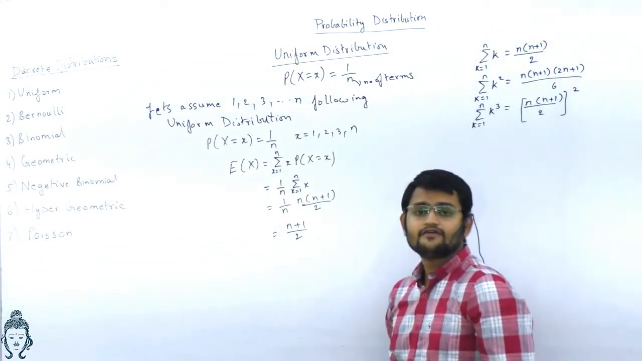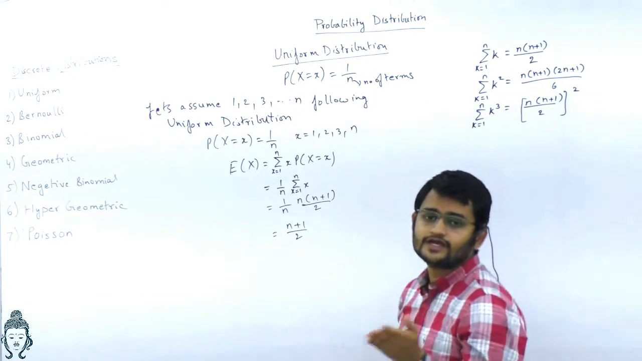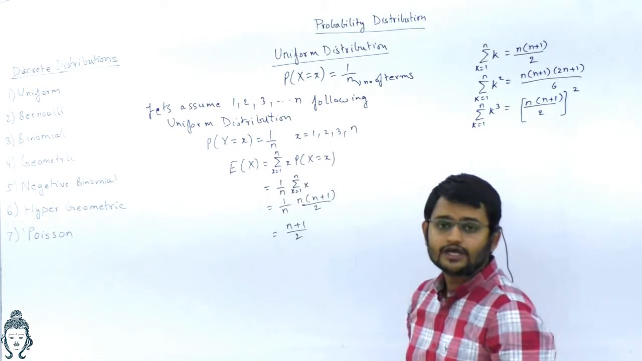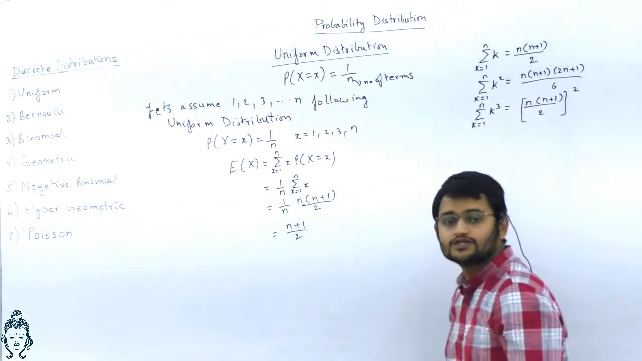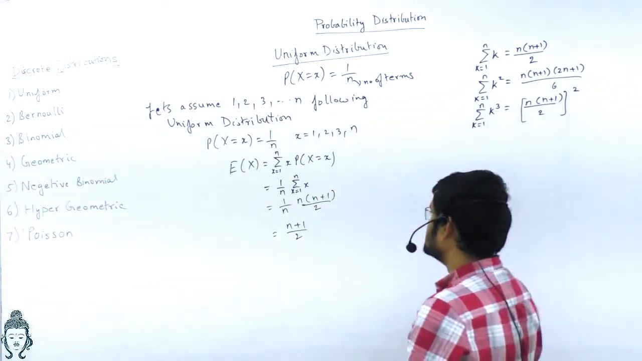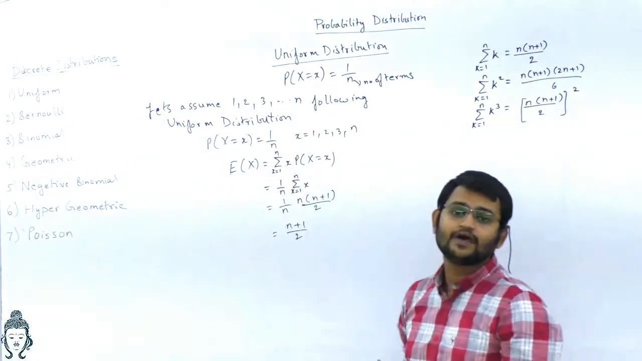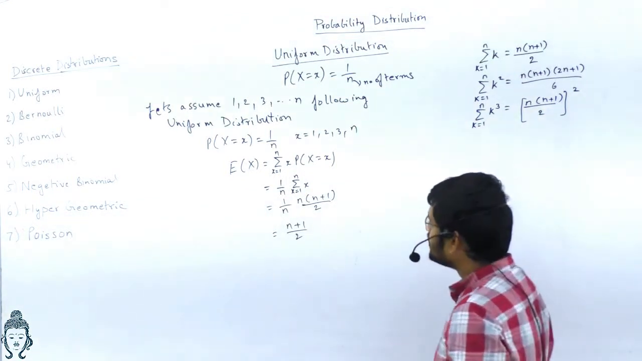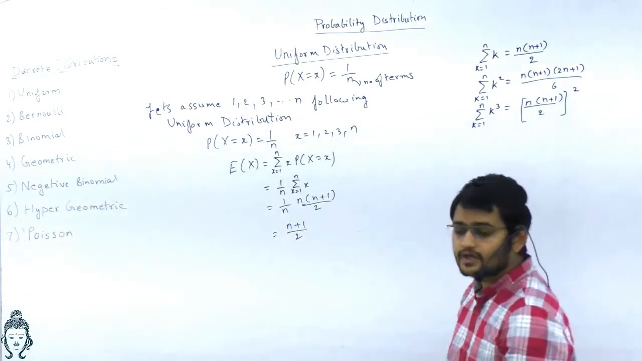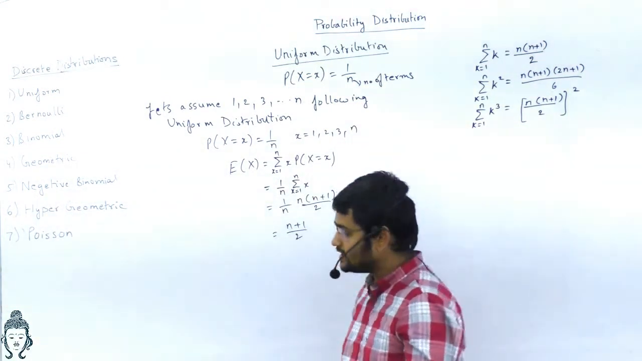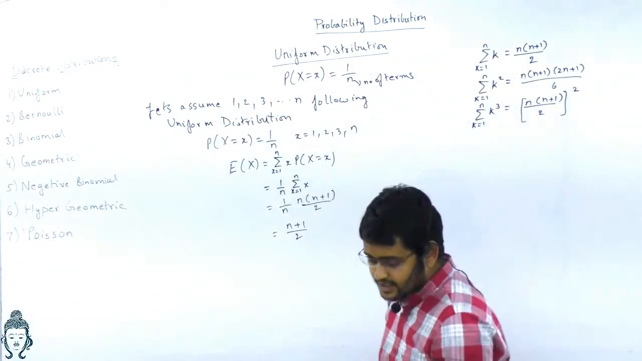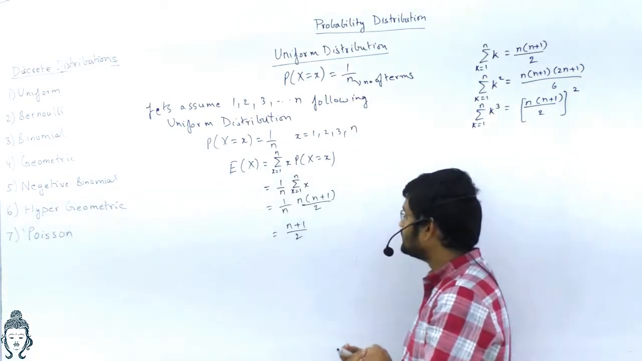Now let's assume I have a dice. Each value of the dice, 1 to 6, is following uniform distribution. We are going to assume that each of the values has the same probability, 1 by 6. So if we want to find the expected value that we can get from a roll of dice, it is going to be 6 plus 1 by 2, that is nothing but 3.5. Now that does not mean that we are going to get 3.5 as a value. There is no value as 3.5 that we can get from a roll of dice.